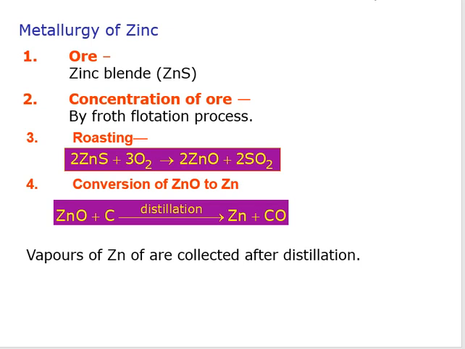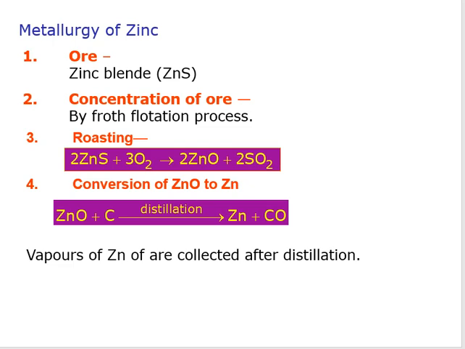Being volatile at this temperature, the zinc metal is distilled over and condensed. So that is the extraction of zinc metal from its ore, zinc blende.